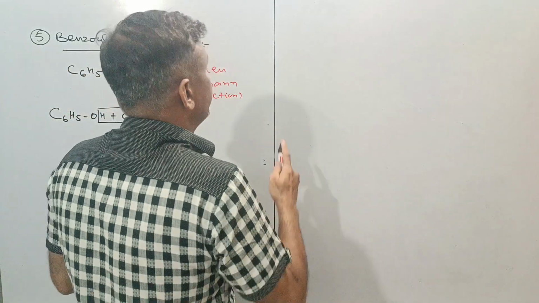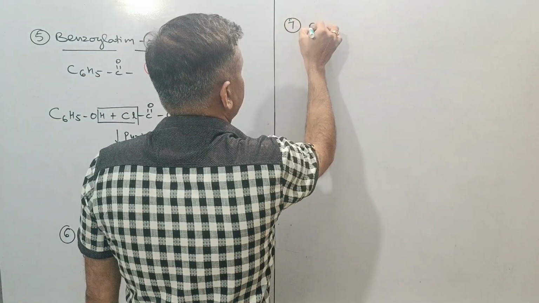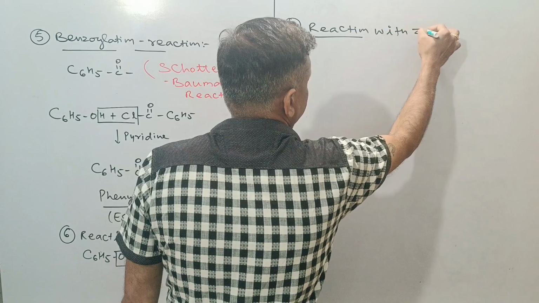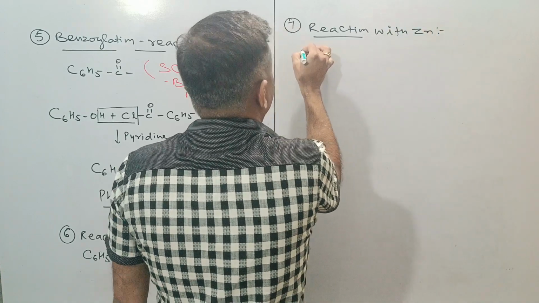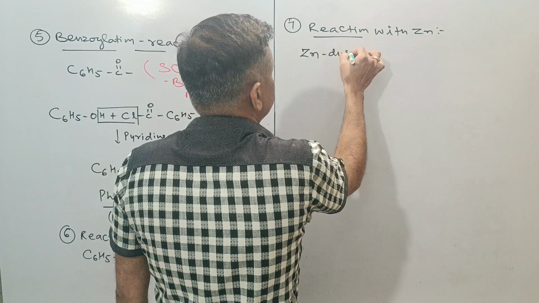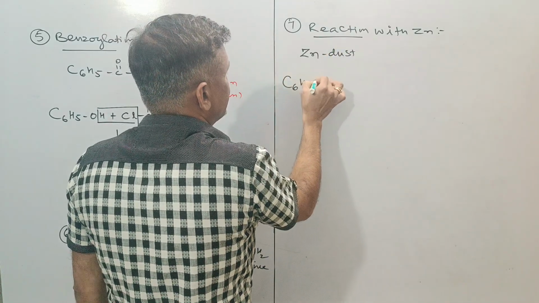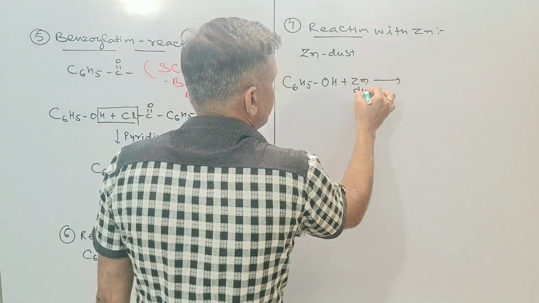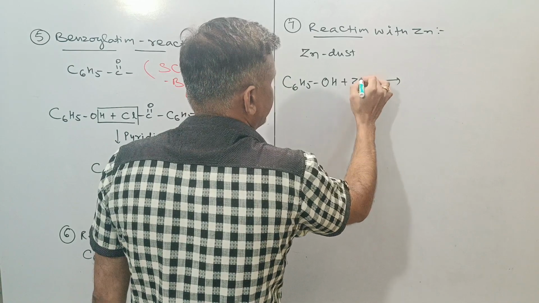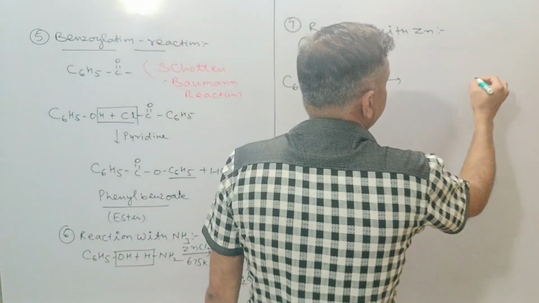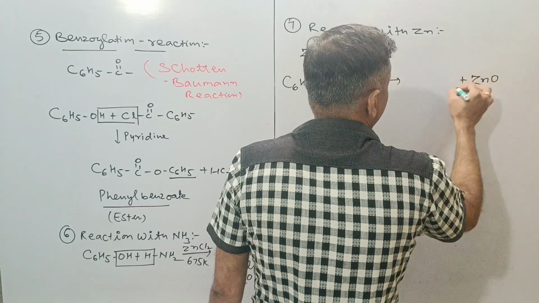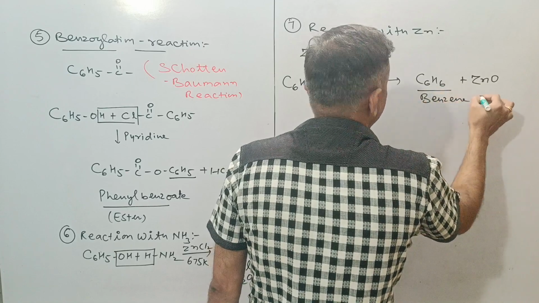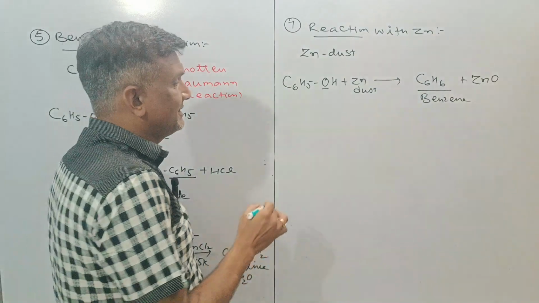So this is the seventh reaction: reaction with Zn. जिंक के साथ रिएक्शन करवाएं. Then here we will use Zn dust. Zn dust C6H5OH के साथ रिएक्शन करके यहां से ऑक्सीजन को रिमूव कर देगी in the form of ZnO, and the rest will form C6H6, benzene.